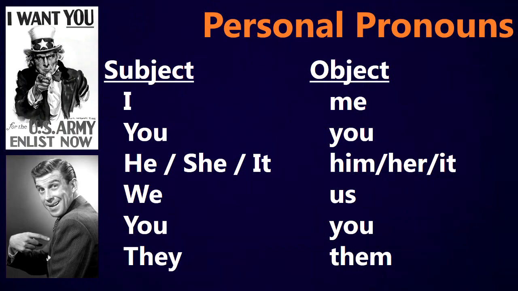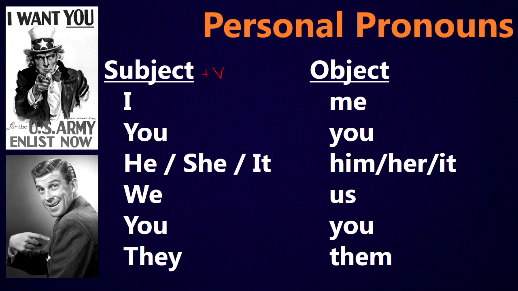First are personal pronouns. These ones are very familiar to everybody because this is usually how we learn verb conjugation and grammatical person. With personal pronouns, we have subject pronouns and object pronouns. Subject pronouns will come before a verb in a sentence. So if your pronoun is coming before a verb, then you would use I, you, he, she, or it, we, you, or they.